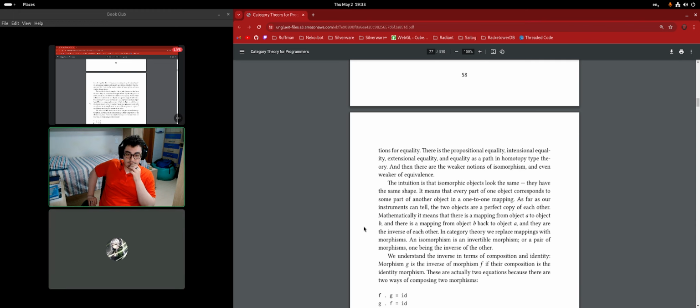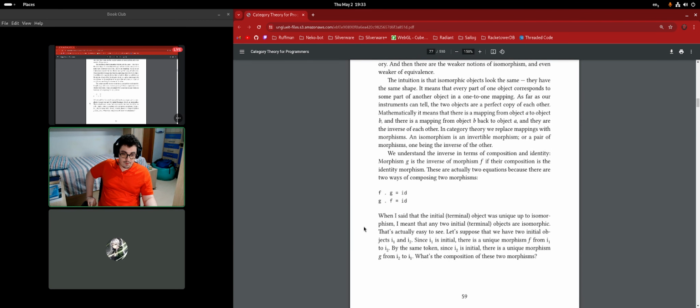I see. Okay. So the intuition is that isomorphic objects look the same. They have the same shape, which is a very loose definition. It means that every part of one object corresponds to some part of another object in a one-to-one mapping, right? So mathematically it means that there is a mapping from object A to object B, and there is a mapping from object B back to A, and they are the inverse of each other. Of course, these mappings here are morphisms. So an isomorphism is an invertible morphism, or a pair of morphisms in which one is the inverse of the other.